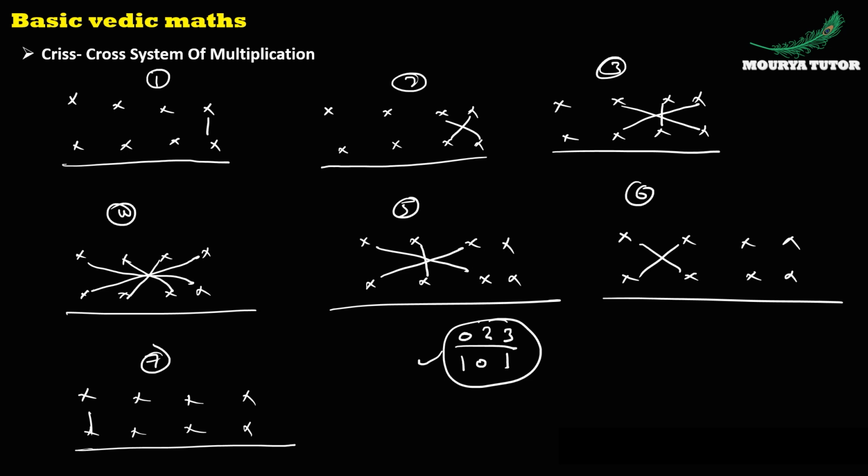Just practice some of the examples I will give at the end of this video, and you will be very much confident if you practice, right? And there is one another concept also, the base method of multiplication. There will be some conditions, but it will be very much faster than this crisscross system of multiplication. If the base method of multiplication doesn't apply, then you can just opt for this method, right?